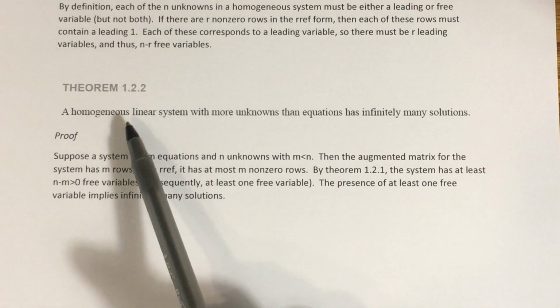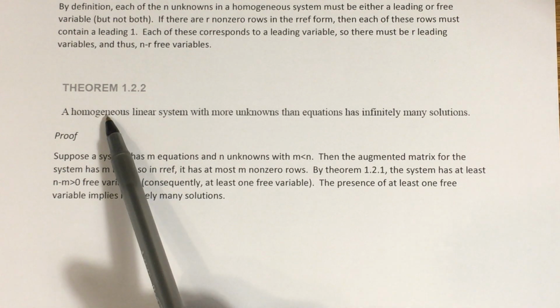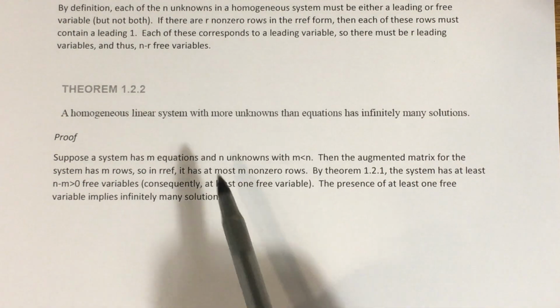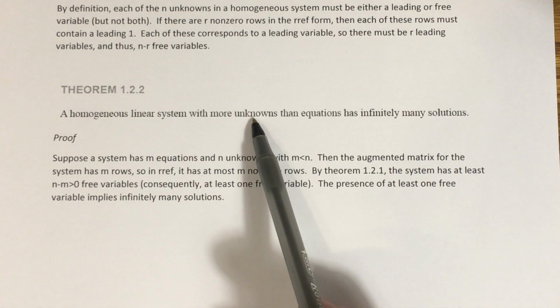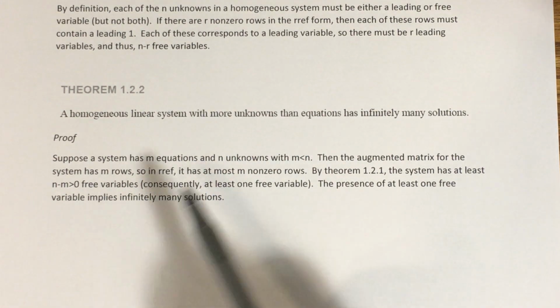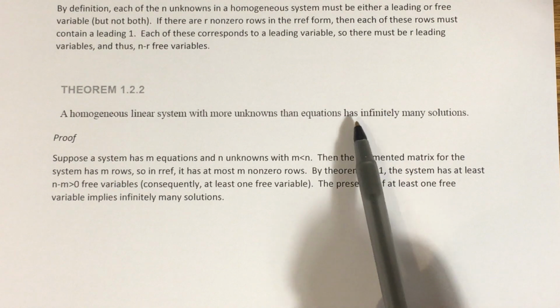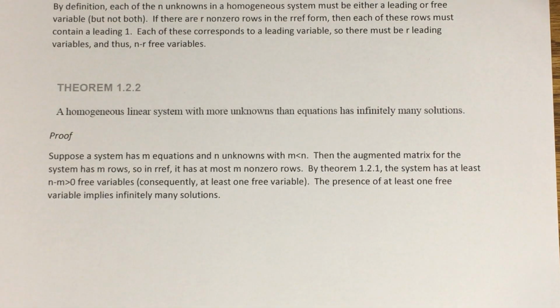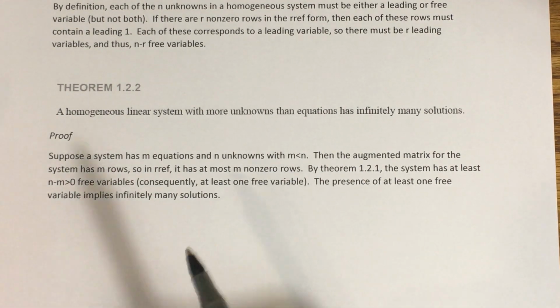So what this is saying is specifically if you have a homogeneous linear system, and if there's more unknowns than equations, remember that would be an underdetermined system, then that would rule out the case of having only one solution, only the trivial solution. It would have to be infinitely many. And let's see why this is the case.